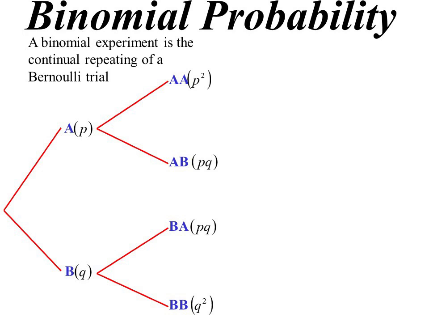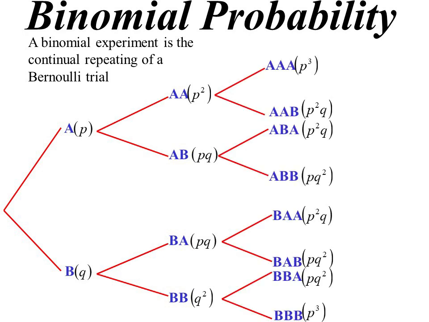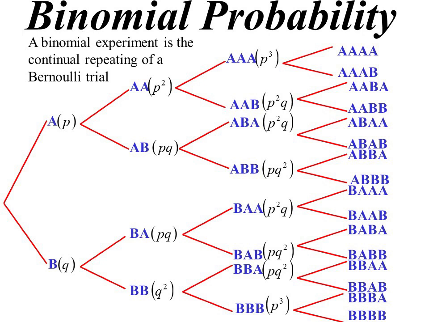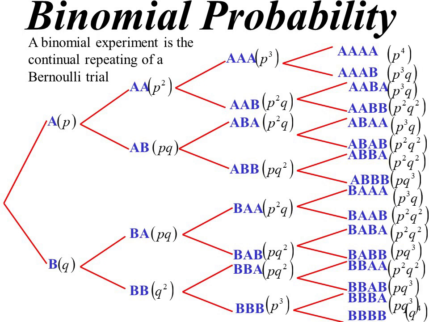I repeat it again. So AAA, AAB, and so on. The probabilities for each of those: P cubed, P squared Q, P squared Q, PQ squared, and so on. What the heck, let's do it one more time. Then there's AAAA, AAAB, AABA, and all the way down, with probabilities P to the power of 4, P cubed Q, P cubed Q, P squared Q squared, and so on, till we get Q to the 4.